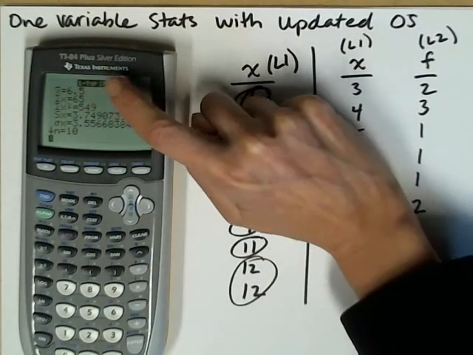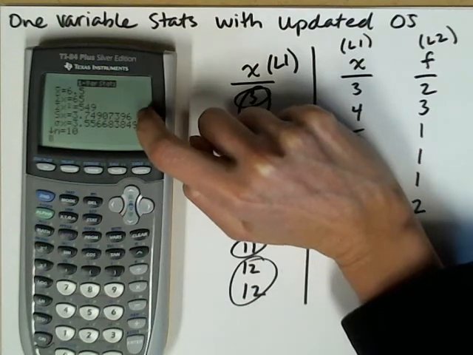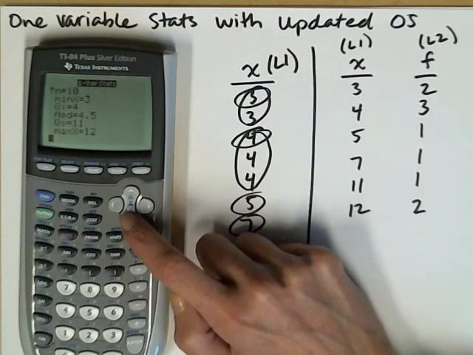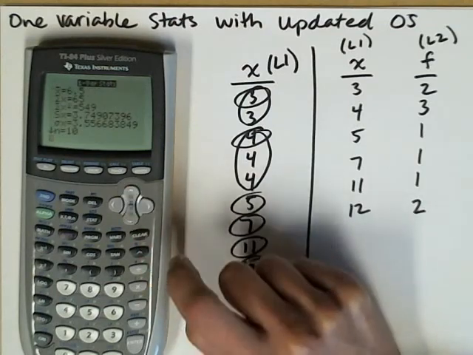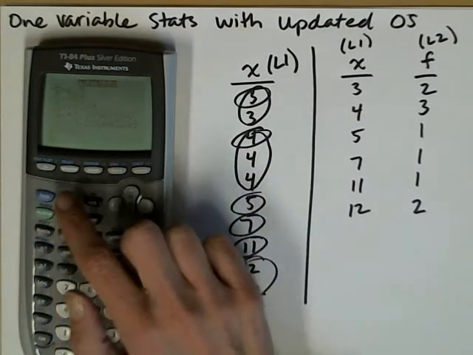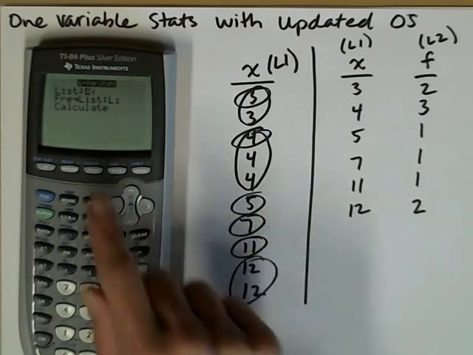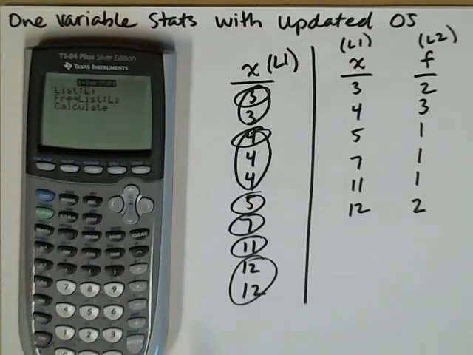So I got 6.5 for the mean, sample standard deviation, population standard deviation, and I arrow down to get the same things. Let me quit here, and I'm going to go Stat, Calc, One Variable Statistics. If you don't get this screen when you're doing One Variable Statistics, that means that you have the earlier version of the operating system, and you can check my other video. That will show you how to do that one. Good luck!